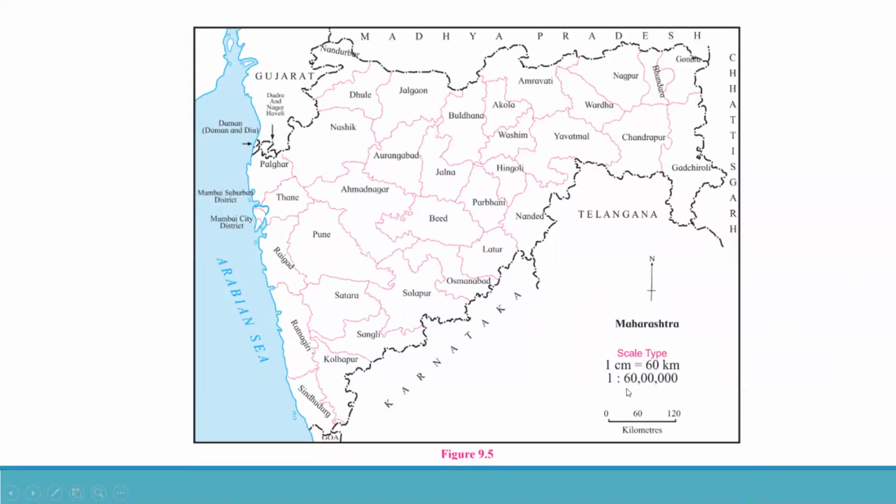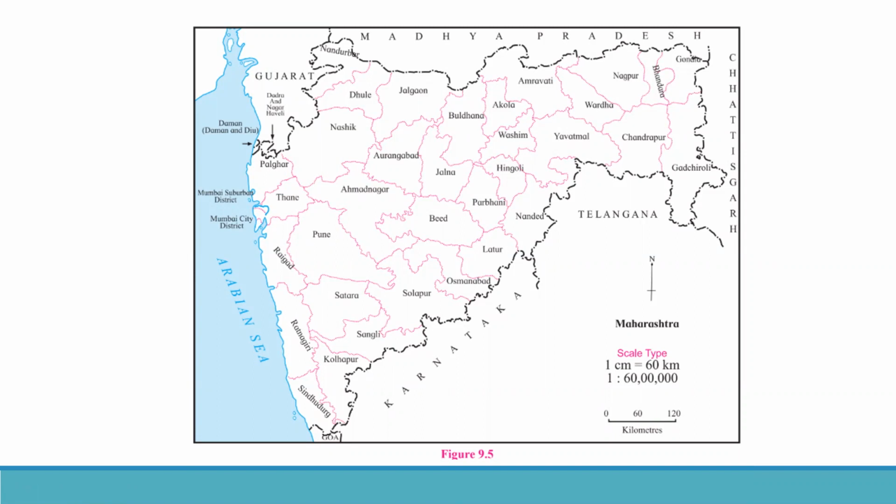In this particular map, you will see it's a map of Maharashtra. There the title is seen. The direction is shown, and the scale types also. All three scales are shown for you. 1 centimeter is equal to 60 kilometer, so it's a verbal scale. The second one is 1 is to 60 lakhs. That is the numerical scale. And the third one, see 0, 60, 120, that shows the kilometers, is the linear or the graphical scale. So this is a representation. All three scales are shown on this map.